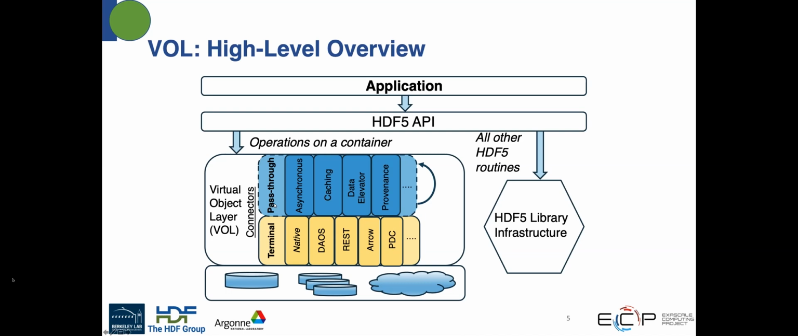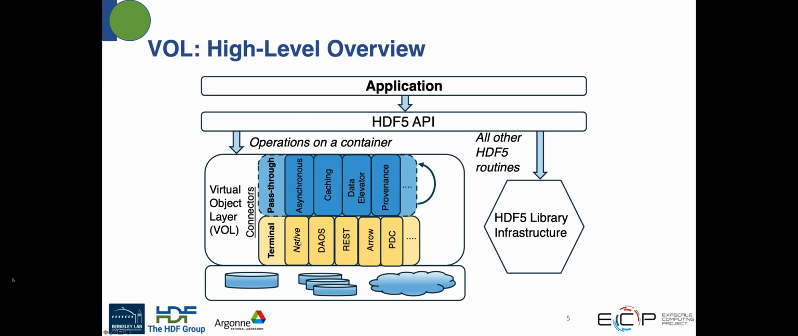So at the pass-through level, we have asynchronous, caching, data elevator, and provenance. Asynchronous is more like performing asynchronous I/O. Caching is to use node-local memory and storage to cache data. We currently haven't been working on data elevator, but this is for when there is a layer with a common namespace or file system between the source and destination file systems, we can use that more transparently to just stage the data. And we also have a provenance capturing connector that just collects the provenance.